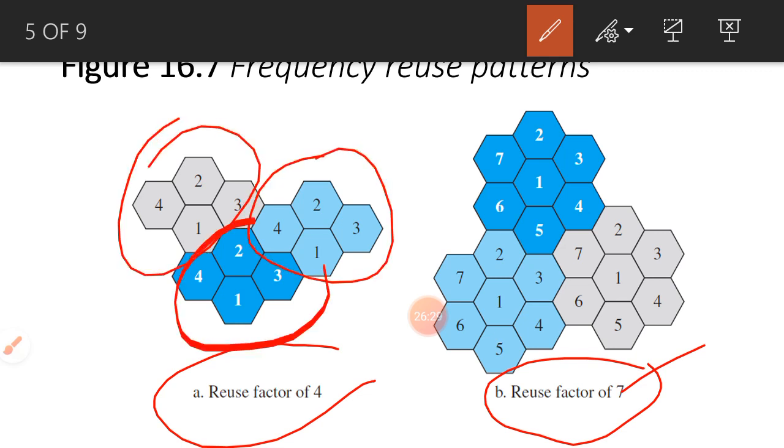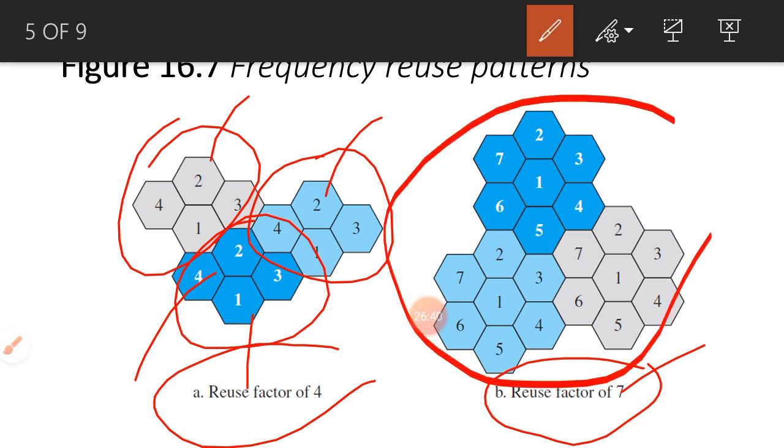Each cell in the group contains a unique set of frequencies, and the cells with the same number contain the same frequency values, also in the reuse factor of 7. That is what we call the frequency reuse principle. So this completes the operations in cellular telephony.